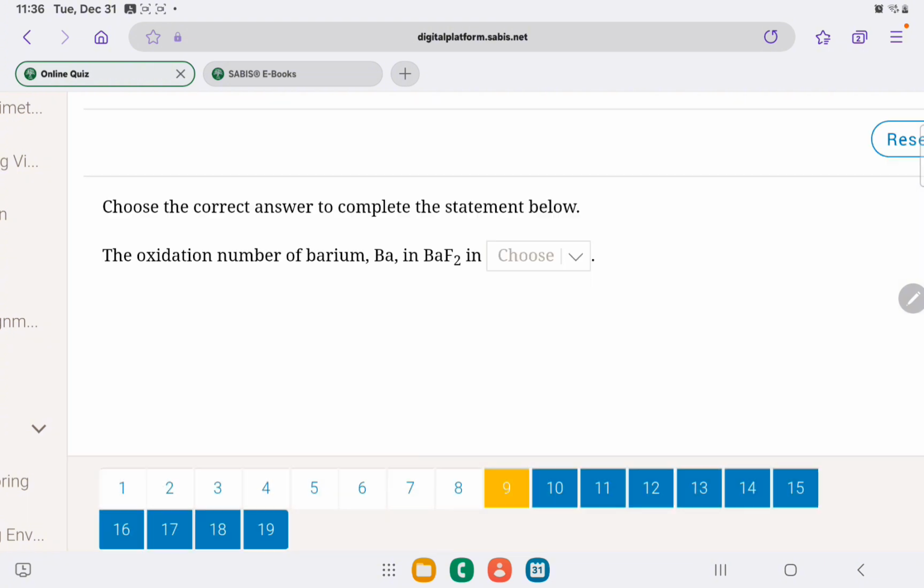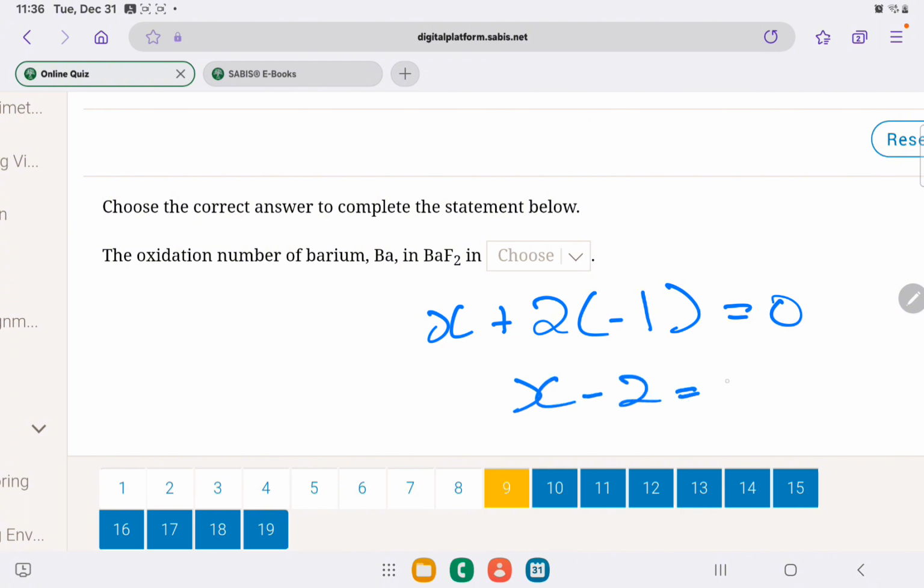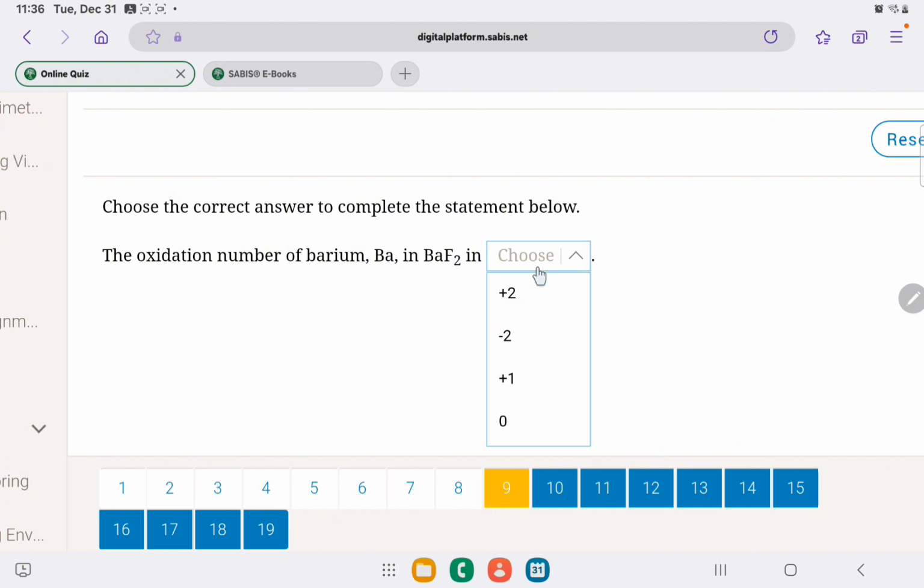The oxidation number of barium, Ba, in BaF2, we can just find it. So x plus 2 times negative 1 is equal to 0, so x minus 2 is equal to 0, so x is equal to plus 2. So plus 2.